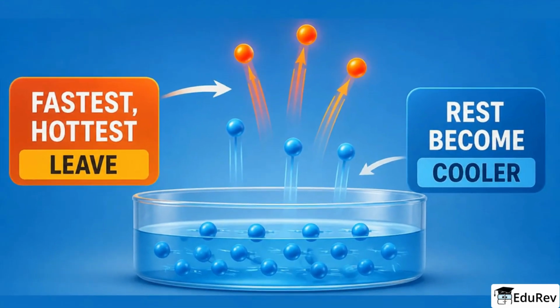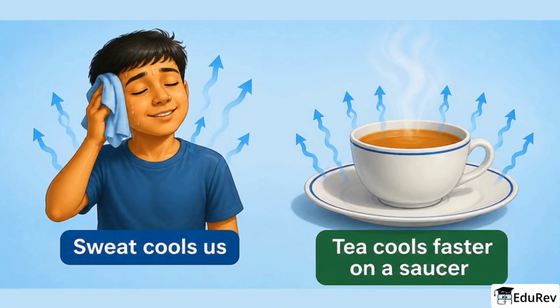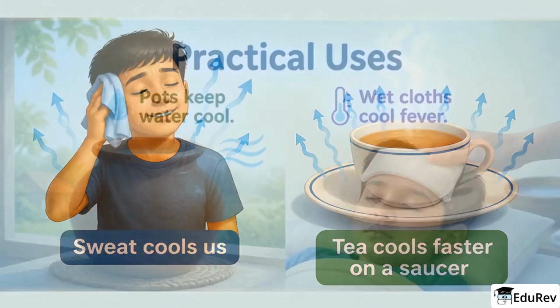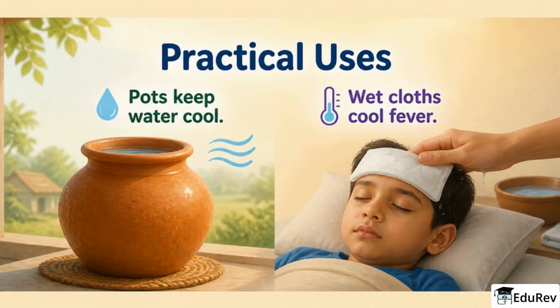Evaporation causes cooling because the fastest, hottest particles leave and the rest become cooler. That is why sweat cools us, and why poured tea cools faster on a saucer. We also see practical uses. Earthen pots keep water cool, and wet cloths help bring down fever.